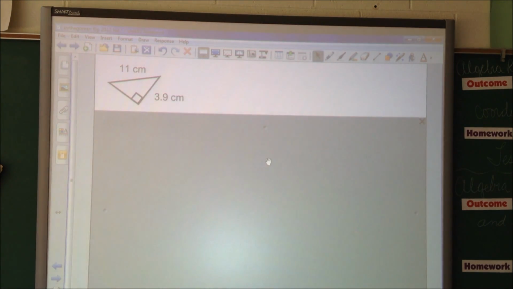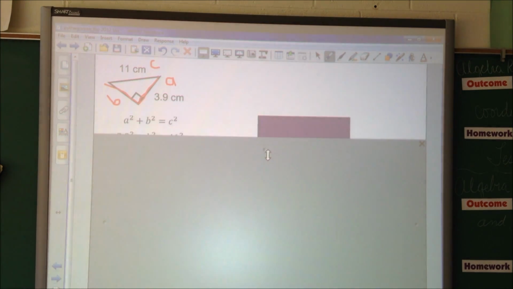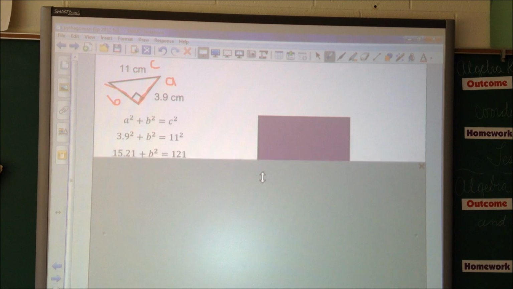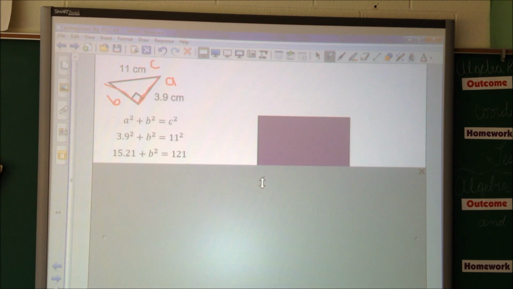Now I want you to draw this triangle, and we're going to work through this triangle. So right away I see my right angle is here. So one of these is A, one of these is B. I'm going to make this one A, and I'm going to make this one B, which makes this side C. Using my formula, I'm going to plug in my values, 3.9 for the A, 11 for the C, and this time we're trying to find the leg B. Square up my 3.9 and my 11. I get 15.21 plus B squared equals 121.